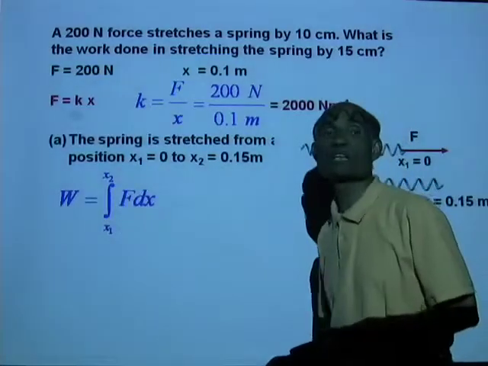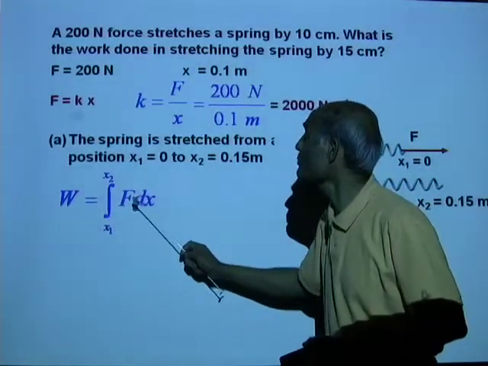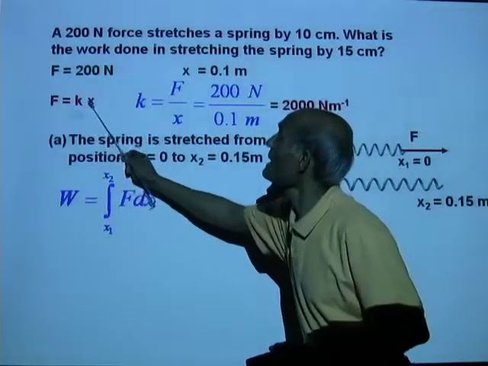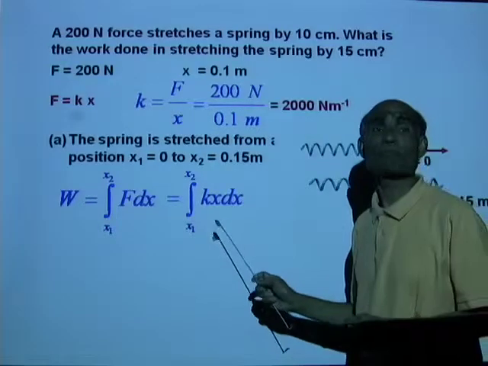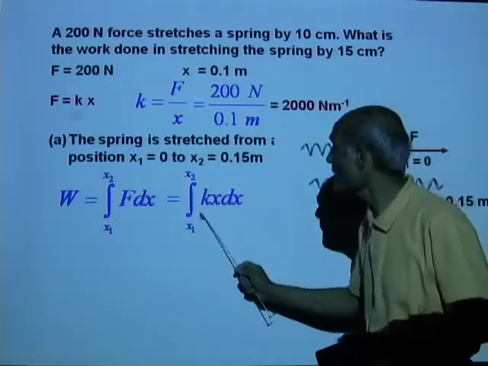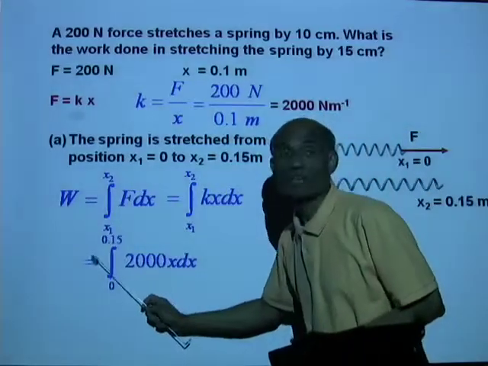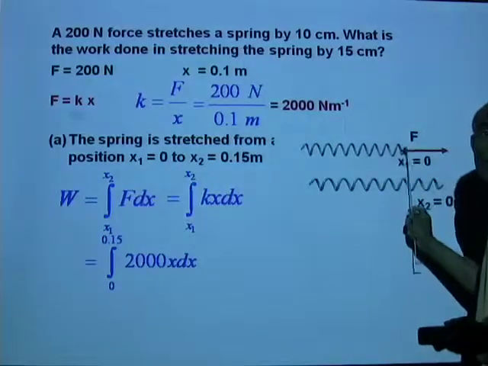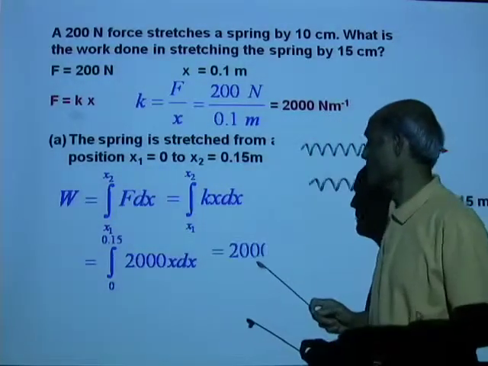The work done is integral x1 to x2 of F dx. And what is F equal to? F equal to Kx, where K is 2000. That's right, where K equal to 2000 Newton per meter. So, the work done will be integral 0 to 0.15, x1 to x2, 2000 x dx.